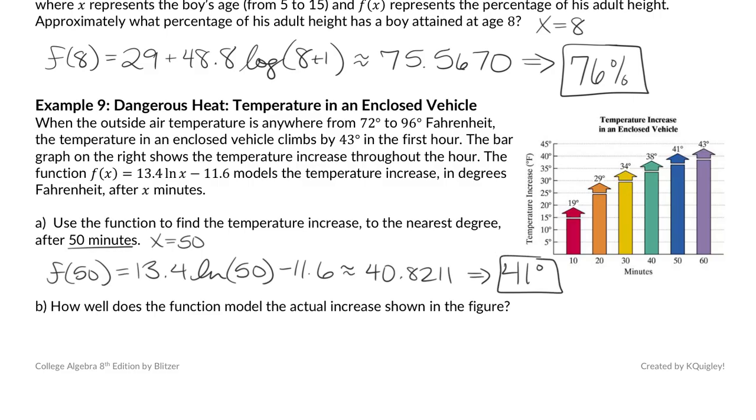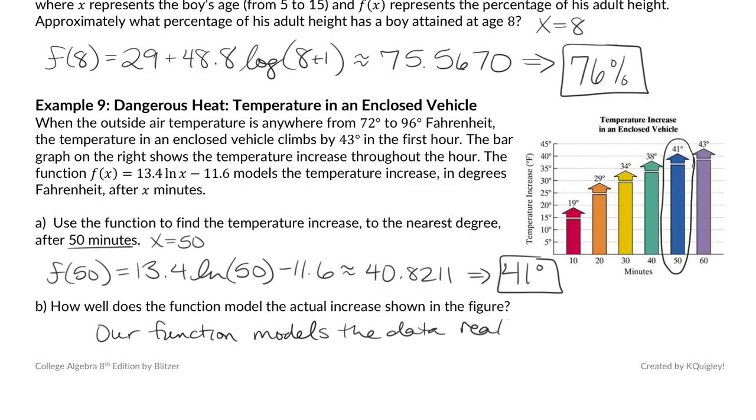Part B asks us again, how well does this function model the actual increase in the figure? Did we over or underestimate this value? We got it exactly right. Here, when x is equal to 50, it said the increase in temperature should be 41 degrees. That's exactly what we said. So our function models the data really well. Hooray. That's nice to hear.